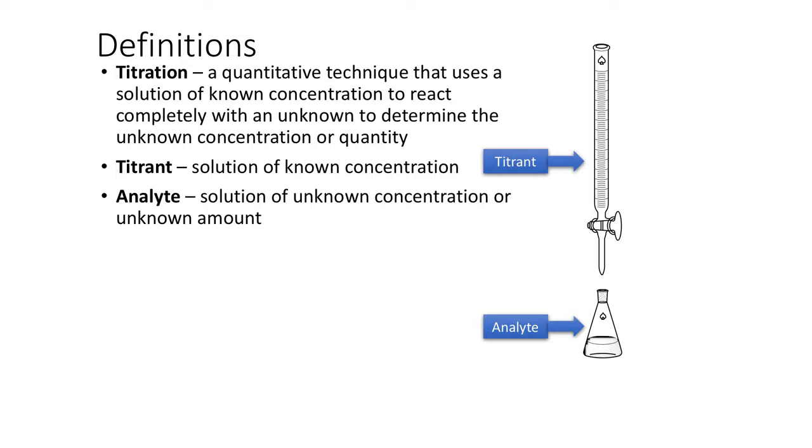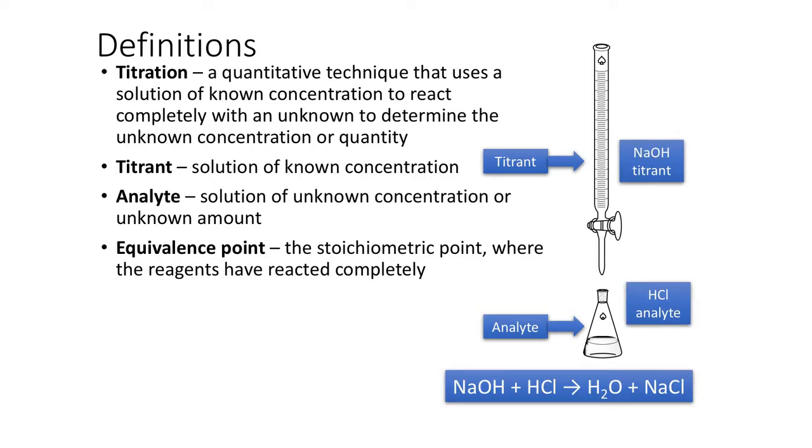Notice that the unknown solution is called an analyte because its chemical formula and volume are known. The concentration is not known. Typically, it is placed in the flask. Usually the titrant, with known concentration, is added from a burette to the analyte until the reaction is complete. This is called the equivalence point.